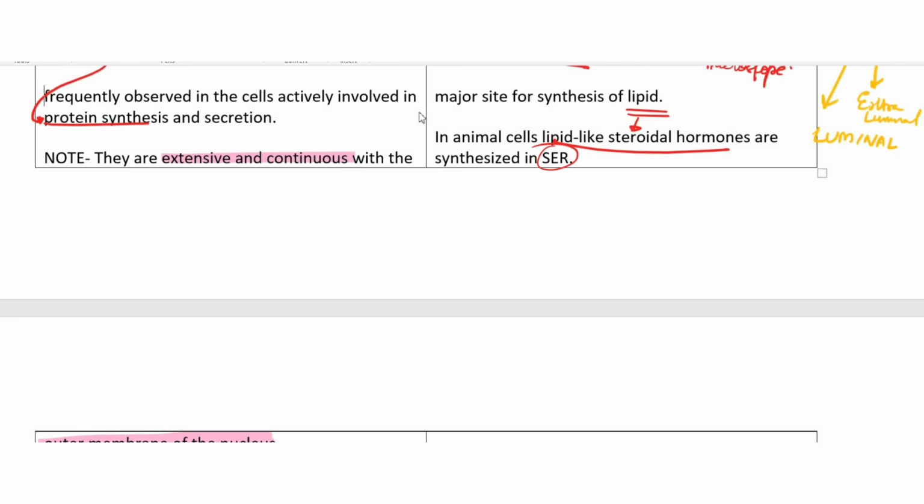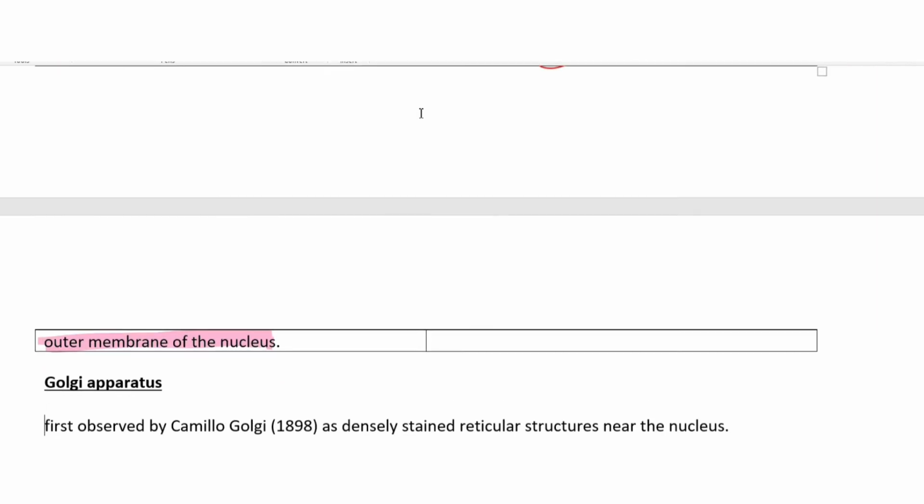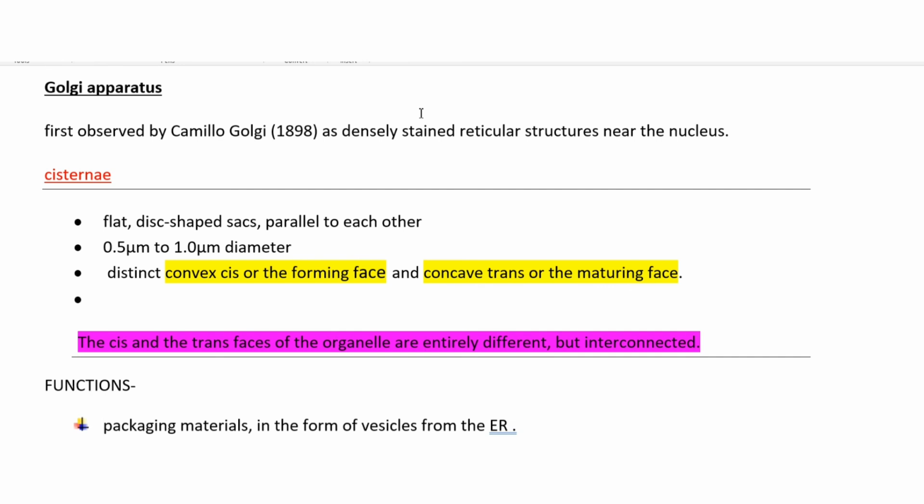The next component of the endomembrane system is the Golgi apparatus. This was first observed by Camillo Golgi as a densely stained reticular structure near the nucleus. So remember, Golgi apparatus are densely stained and found near the nucleus. The Golgi apparatus has flat disc-shaped sacs parallel to each other, and this structure is known as the cisternae.